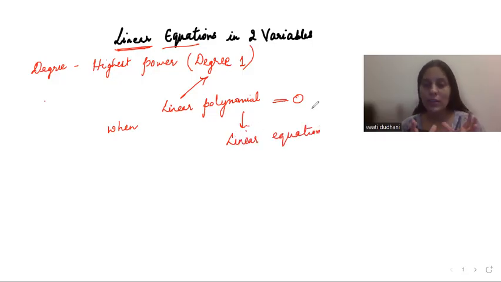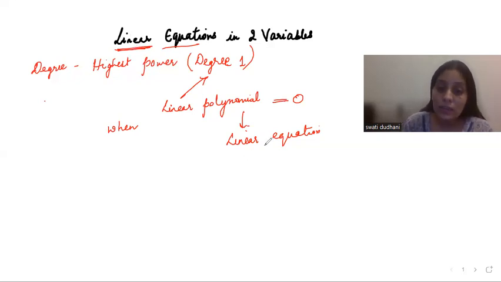So equation, the name itself consists of an equal to sign. So any linear polynomial, when we equate it to 0, becomes a linear equation. Linear means degree 1, and so it is a linear equation. Now, linear equations can be classified into two types: you have linear equation in one variable, and you have linear equation in two variables as well.